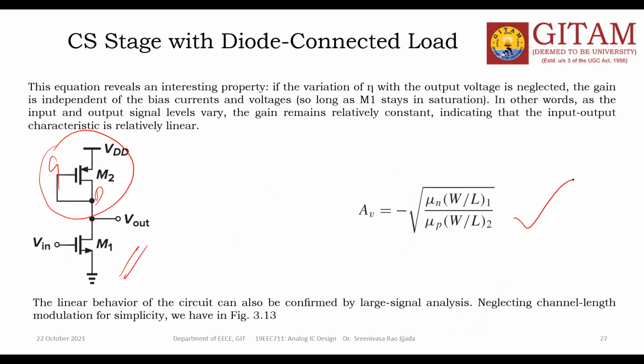So Av is equal to minus square root of mu n W by L1 by mu p W by L2, times 1 by 1 plus eta. I hope you understand. Very simple change, because this is the equation you already have; simple modification is required because of the PMOS device, so the mobility of the holes should be considered.